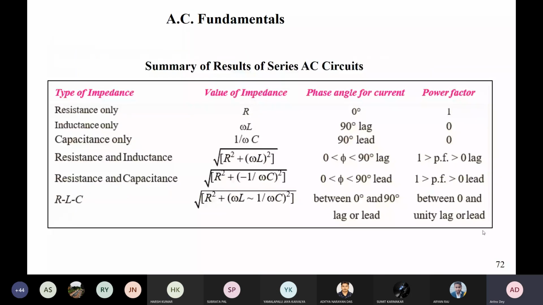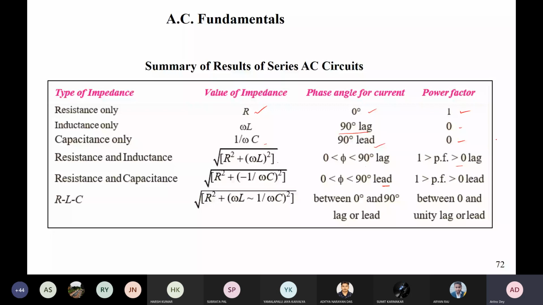So here is a table which is showing that if it is a purely resistive circuit, the value of impedance is R, the phase angle for current is 0, and the power factor is 1. If it is inductive only, then 90-degree lag, power factor 0. If it is capacitive only, 90-degree lead, again power factor is 0. Resistance and inductance, it's like this: lag from 0 to 90, and the power factor will be from 0 to 1. In case of capacitive also the same thing, only lag will change to lead.